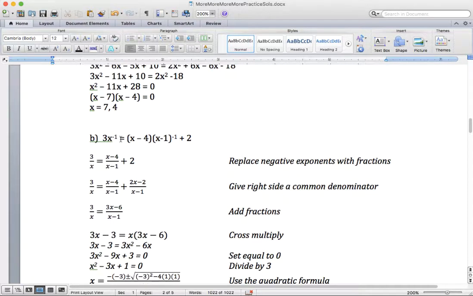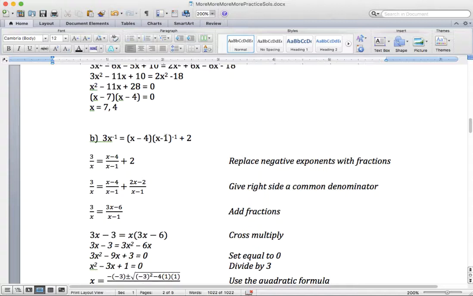Okay, so here we get something that has some negative exponents in it, some things multiplied. So the first thing we want to do is deal with these negative exponents. So we replace x to the negative first with 1 over x, and so when multiplied by 3, we end up with 3 over x. So remember, it's not 1 over 3x, because the only thing we're raising to the power of negative 1 is the x. So we end up with 3 over x.